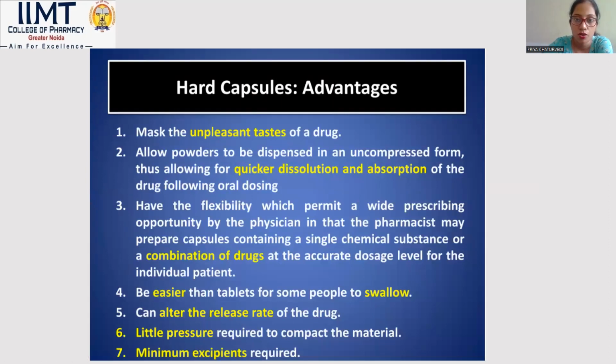What are the advantages of capsule? It masks the unpleasant taste of the drug. It allows the powder to be dispensed in an uncompressed form, thus allowing for quicker dissolution and absorption of the drug following oral dosing. It has the flexibility which permits a wide prescribing opportunity by the physician, in that the pharmacist may prepare capsules containing a single chemical substance or a combination of drugs at the accurate dosage level for an individual patient. It is easier than tablet for some people to swallow.